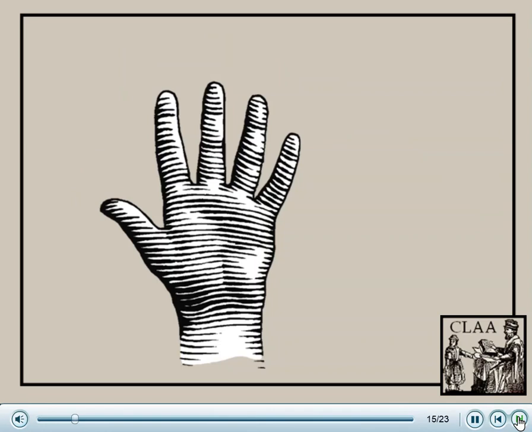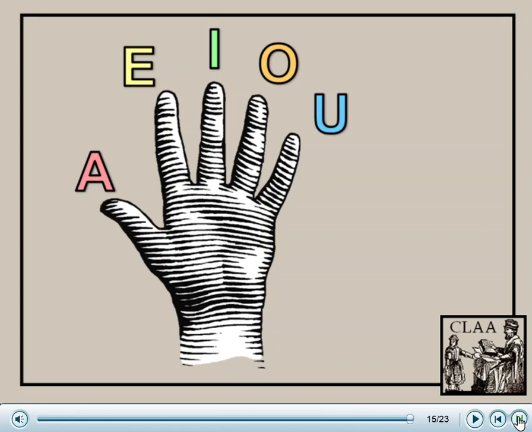Before we move on, let's just go over the vowels and our fingers one more time. Starting with our thumb, we have A, and then I on our index finger, E on our middle finger, O on our ring finger, and U on our pinky. A, E, I, O, U. Practice this until you know it perfectly.